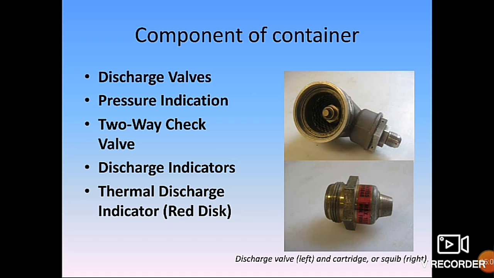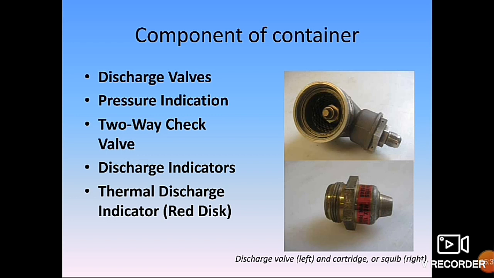And the next one is the discharge indicator. Discharge indicators provide immediate visual evidence of container discharge on a fire extinguishing system. Two kinds of indicators can be furnished. The first one is thermal and the second is yellow disc discharge. Both types are designed for aircraft skin mounting.